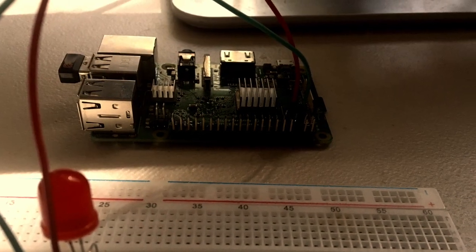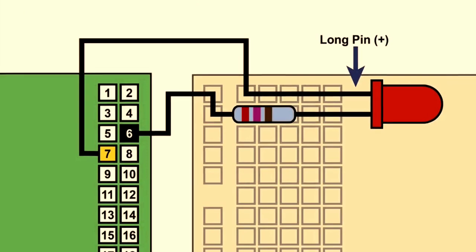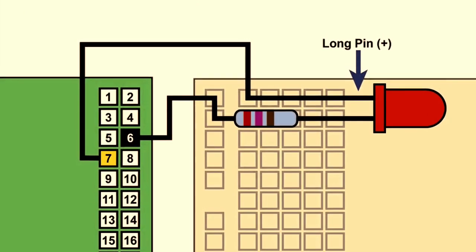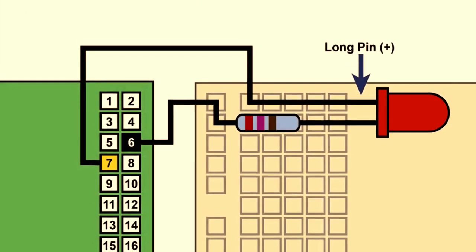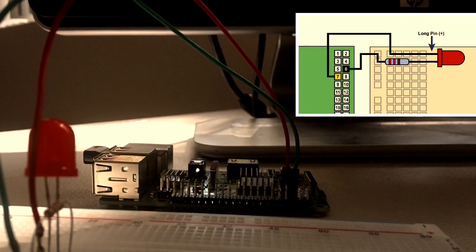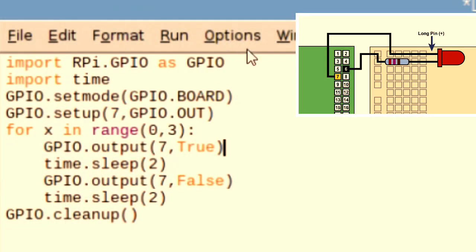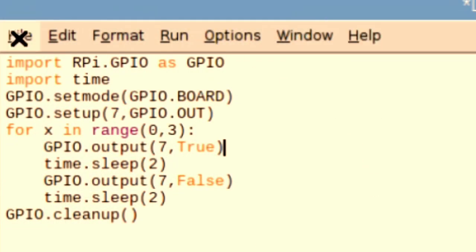Now I connected my LED light to the Raspberry Pi using the breadboard. This is our circuit diagram, 7 as an output and 6 as a ground. Once that is done, we just need to write a couple of lines of code. So this is our code, where we import RPi.GPIO as GPIO, general purpose input output. This helps us to control the GPIO pins in the Raspberry Pi.